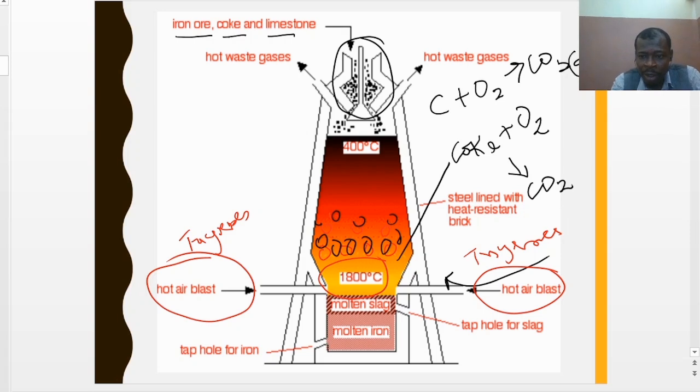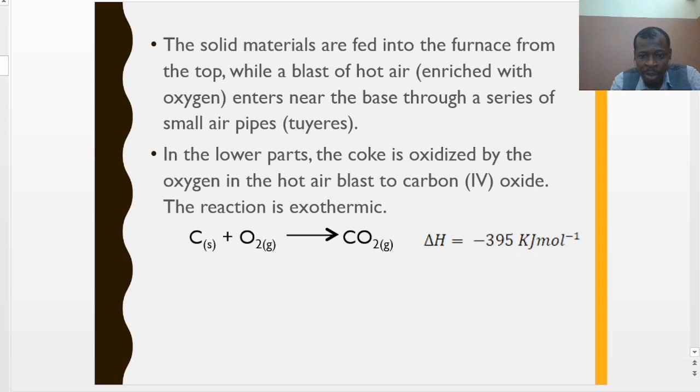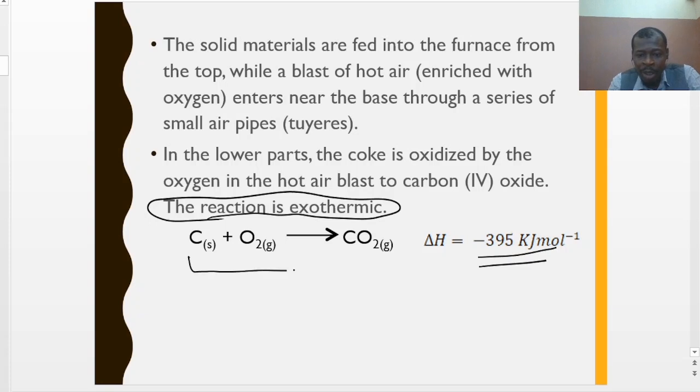So the very first reaction that occurs at the lower part of the blast furnace, where we have very high temperature, is that the coke reacts with the oxygen to give us carbon dioxide. Now, in addition to that, note that this process is highly exothermic, meaning that it involves quite a high amount of heat. While the reaction is occurring, about 395 kilojoules of heat is emitted per mole. So here we have the equation, and here we have the energy liberated during this process.